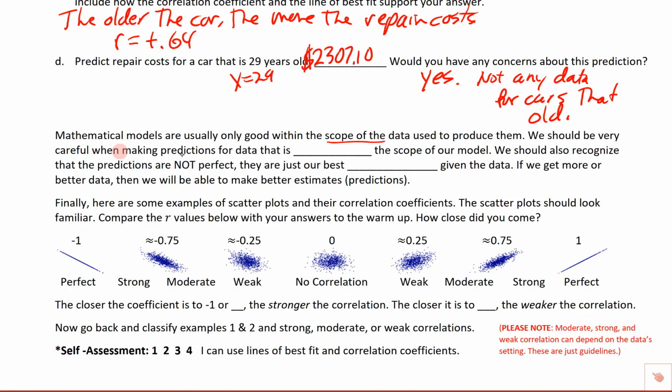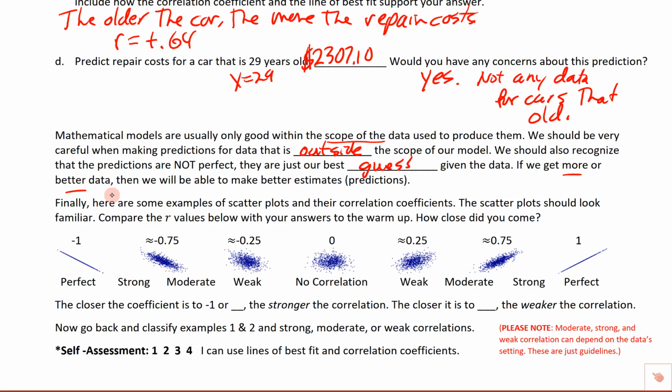So what we want to say in this case is we want to be very careful when making predictions that are outside the scope of our model. So when we had 29 years old, that was way outside the scope of our model. We kind of want to stick to things that are in maybe that 0 to 10 year time frame. And we should recognize that predictions are not perfect. They are just our best guess, given the data that we've got in this situation. Now, if we get more data or we get better data, then we can adjust our model and we'll be able to make better predictions or better estimates.